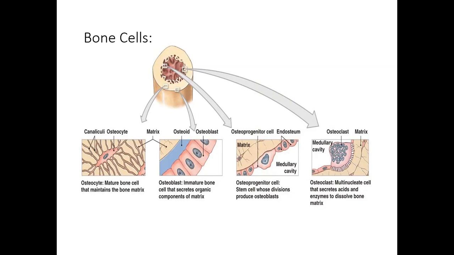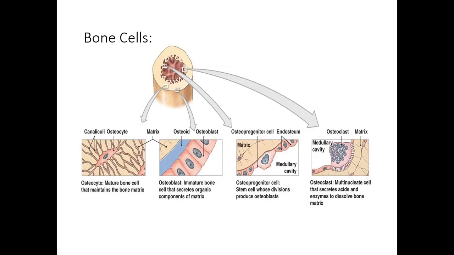B is osteoblast. It's an immature bone cell that secretes organic components of matrix. C is the osteoprogenitor, which are stem cells whose divisions produce the osteoblast. And the osteoclasts are the multinucleated cells that secrete acid and enzymes to dissolve bone matrix.